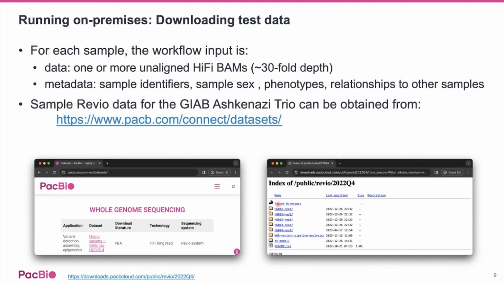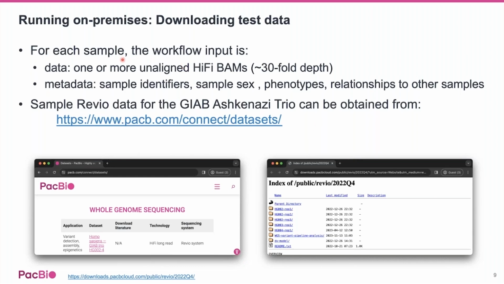Next, we need some input for a run. A cohort in our terminology consists of one or more related samples. The workflow will work for single samples, which we call singletons, duos, trios, quads, etc. Above 5 samples, you may need to tweak some of the memory for joint calling.